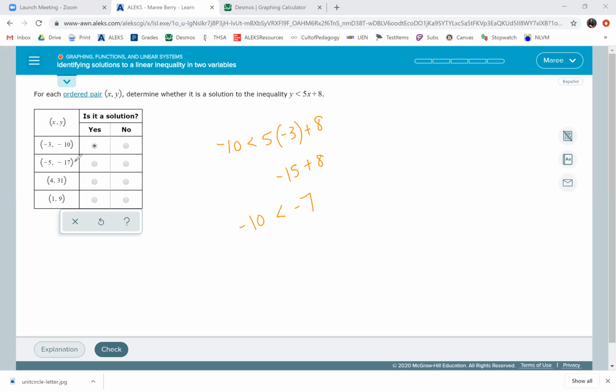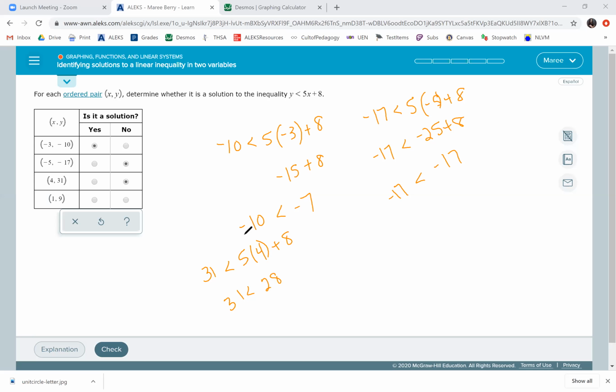So we have -5, -17. So if -17 is less than 5 times -5 plus 8. So is -17 less than -25 plus 8? Which is -17. So is -17 less than -17? It is not. If it had an or equal to, it would be, but since it doesn't, we put no. Okay, the next point, 31, we say is 31 less than 5 times 4 plus 8, which is 28. Is 31 less than 28? It is not, so we'll put no.